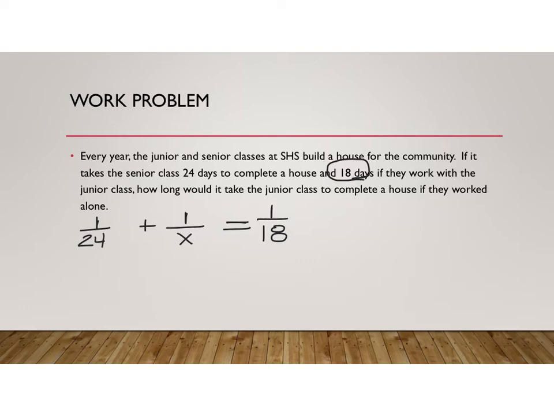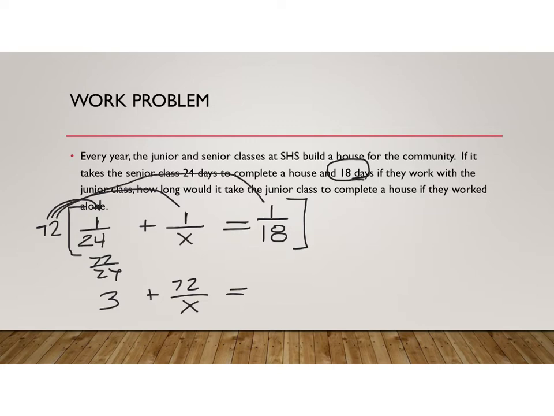So now this is a rational equation. How do we solve this? This is what we learned in our last lesson. We're going to multiply by the LCD. The least common denominator of 24 and 18, I believe, is 72. So if I take 72 times this, I get 72 divided by 24, which cancels to be 3. Here I would have 72 over x.